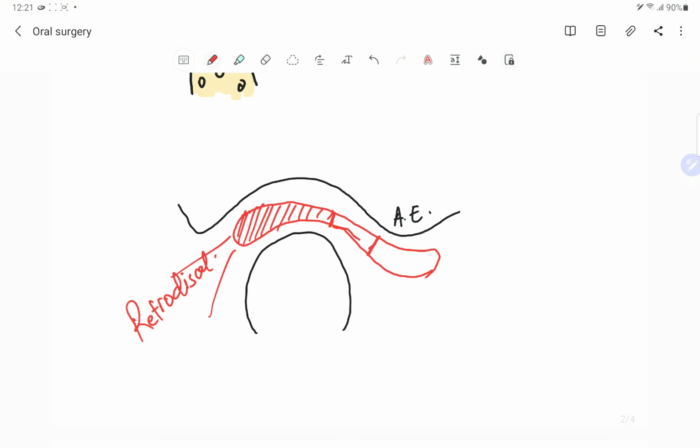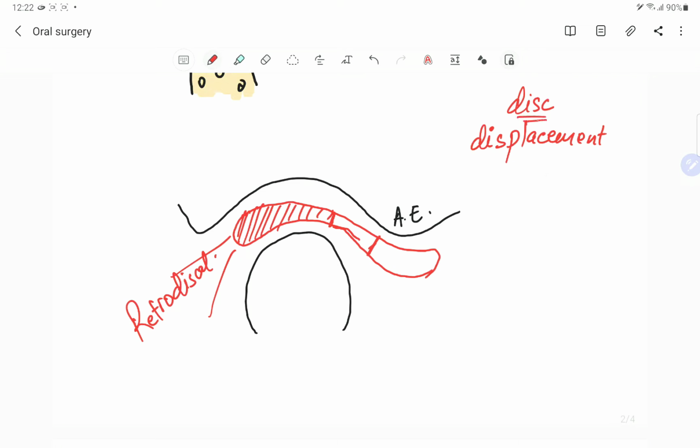And since some part of the retrodiscal tissue also comes in between the glenoid fossa and the condyle, because there is a pressure from the condyle, there is a pain associated with the temporomandibular joint disorders. There is a pain which we see in case of the disc displacement. So guys, there are two things which we will be covering in today's lecture. One is the displacement of the disc, which we call the disc displacement.